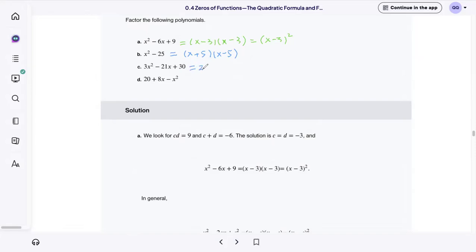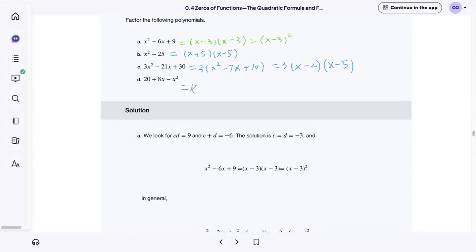For this one, we need to factor out the common factor first. Right? So we factor out the common factor, then we factor. So that's x minus 2, x minus 5, right? Because negative 2 times negative 5, positive 10, negative 2 plus negative 5, that's negative 7.